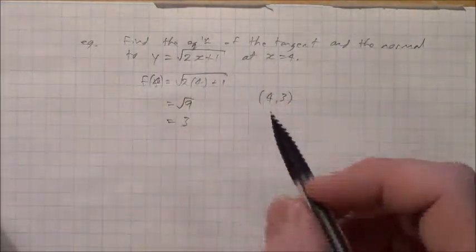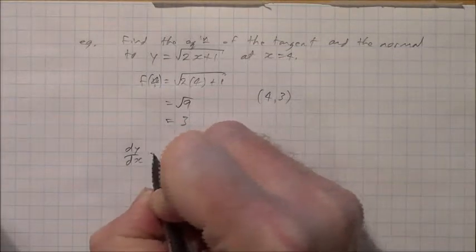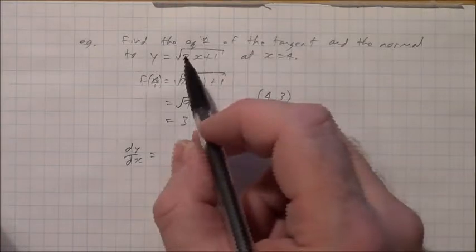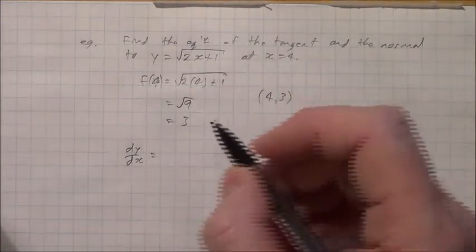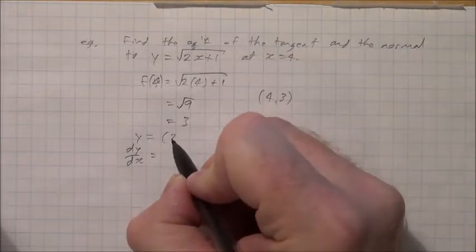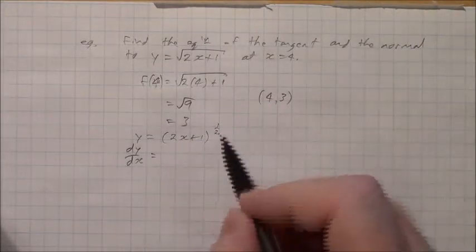So this is the function y equals root of 2x plus 1. So dy by dx, we need this because we're looking for the rate of change, or the gradient function of this function. So we take the derivative of this. Well, actually, just before I do that, I'm going to rewrite this into power form, 2x plus 1 to the 1/2.